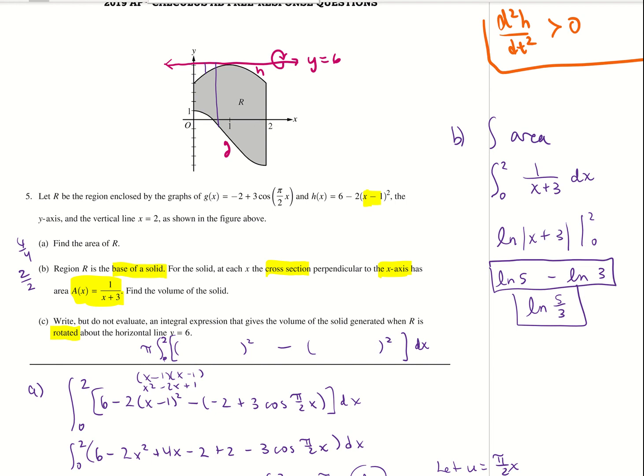So for the first radius, I need the bigger one, the one that is longer. Top minus bottom would be 6 minus g of x. And then for the smaller radius, top minus bottom would be 6 minus h of x. If you'd like to put in the expression, you can, but I think it's going to save you some time to not do that and reduce potential careless errors. All right, let's compare.